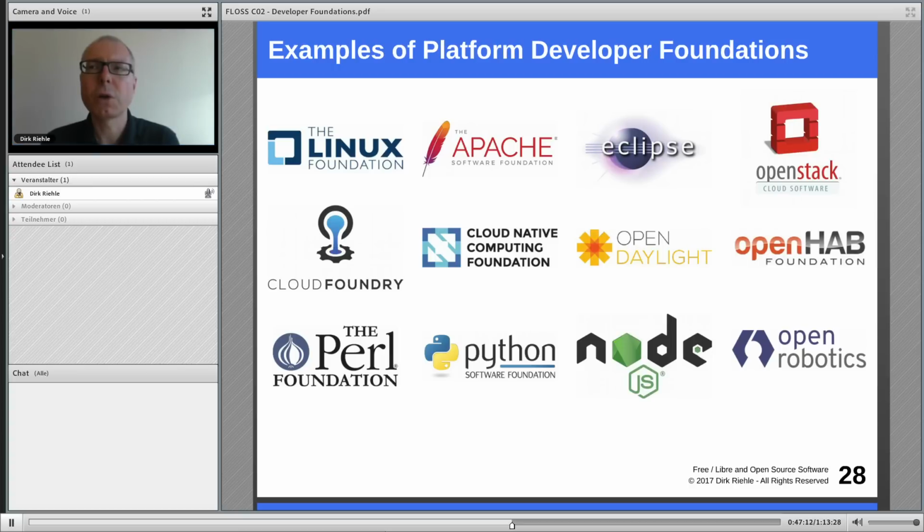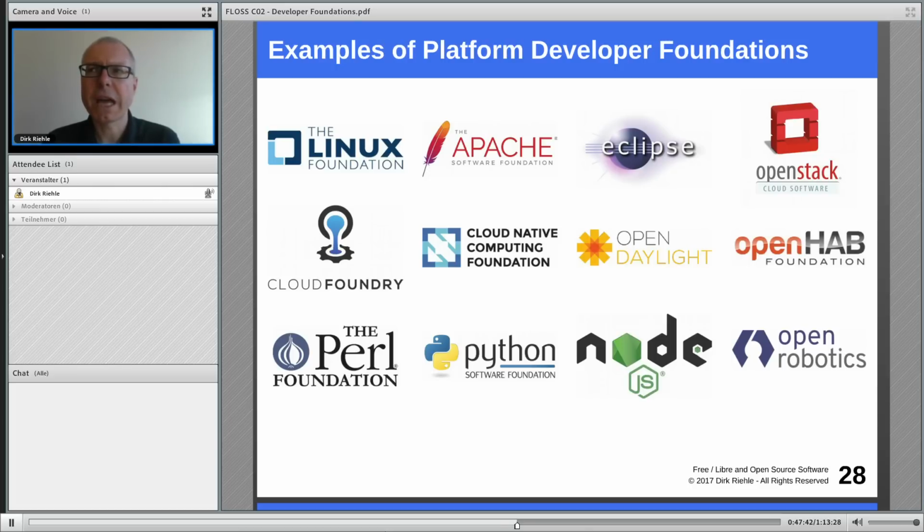And then newer ones like OpenStack, Cloud Foundry, Cloud Native Computing. Open Daylight, I believe, is a project of the Linux Foundation, so it's not a standalone open source foundation. And you can see a lot is going on in the cloud computing space, meaning that companies realized they need to join forces and felt that an open source foundation, a developer foundation, is the right way to do that.